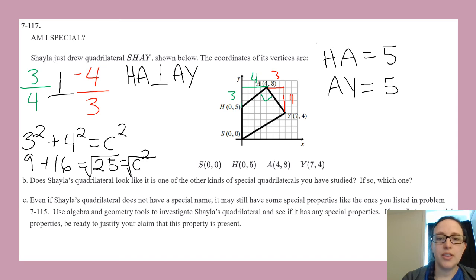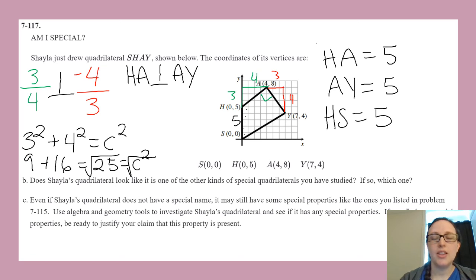If you notice, HS is also 1, 2, 3, 4, 5, and we can just count that because it's on a straight line. So we also know that HS is equal to 5. Had this other side been equal to 5, then we could have proved that this is a square because it has one right angle, and if the fourth side was 5, then it would have 4 equal sides. But those are the special properties that we could prove of this quadrilateral.